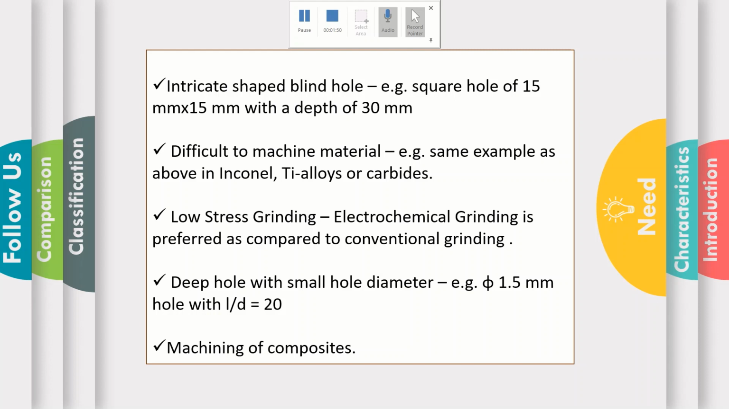And last is, if you want to go for the machining of composites, then we need non-traditional machining. Now this is about the need for non-traditional machining. Now we'll see what the types of this non-traditional or unconventional machining are, that is, the classification.